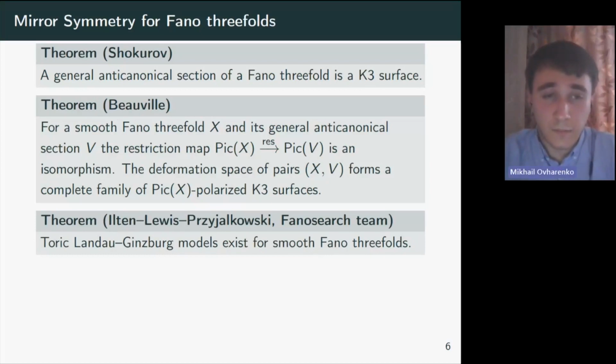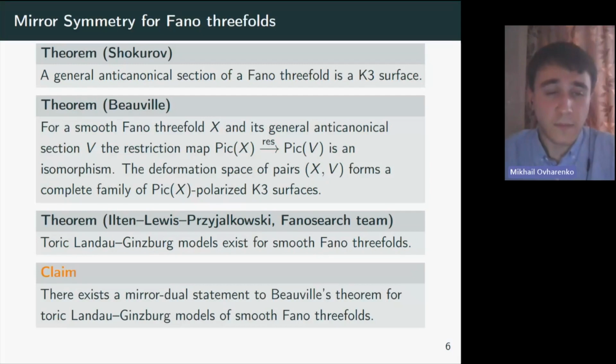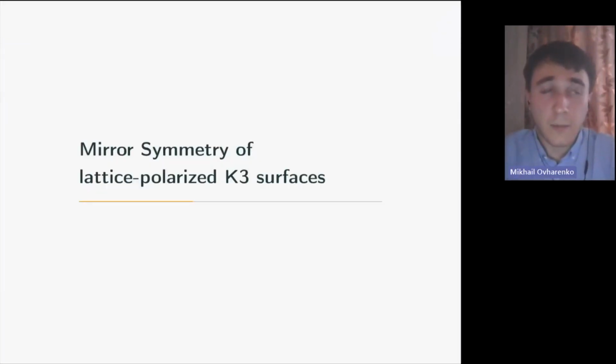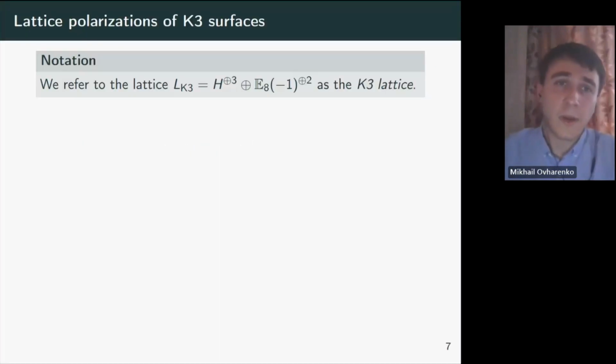And it is known that toric Landau-Ginzburg models exist for smooth Fano threefolds, so it is a natural question whether or not there exists, so to say, a mirror dual statement to Batyrev's theorem for toric Landau-Ginzburg models of our smooth Fano threefolds. Let me briefly remind a few words about mirror symmetry of lattice polarized K3 surfaces.